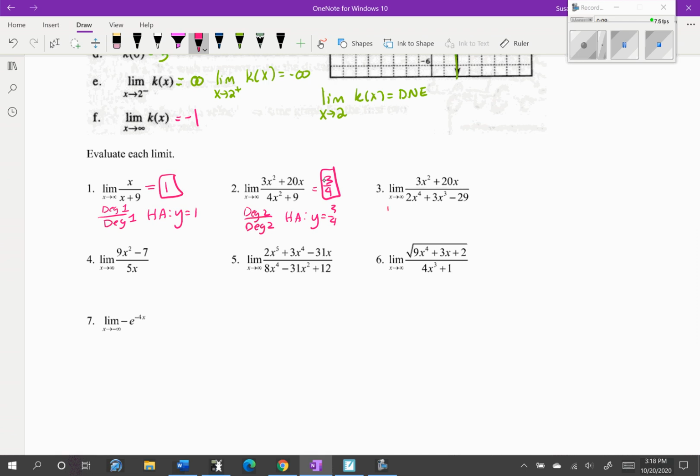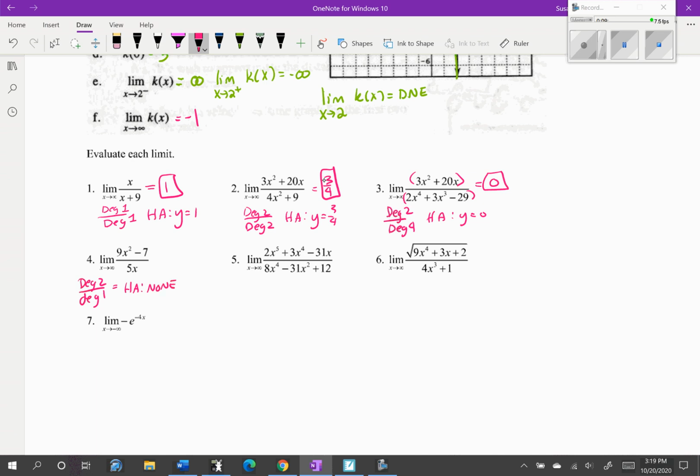Looking at the next one, we have a degree 2 over degree 4. When the numerator degree is less than the denominator degree, remember that the horizontal asymptote is at y equals 0. So this graph in the long run is going to be approaching 0. Again, you could also confirm that graphically. Like I said, just make sure you put parentheses around what's in your numerator and denominator when you do so. Looking at number 4, this has a degree 2 over degree 1. So that means that there is no horizontal asymptote.